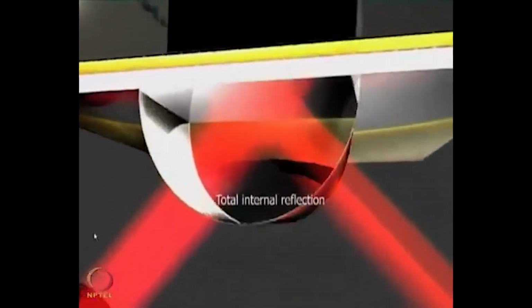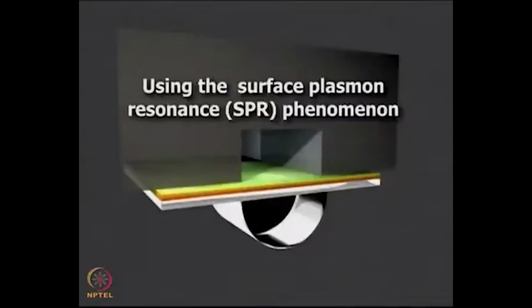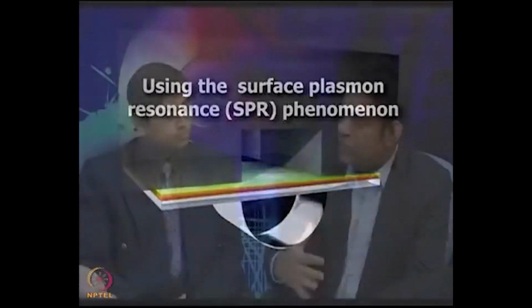The light reflects at the angle of total internal reflection, and evanescent energy waves are created on the top of the chip. These evanescent energy waves are also called surface plasmons. And these surface plasmons are the ones which are used to actually study biological interaction. When I go to video 2 now, you will see how biological interactions are studied.